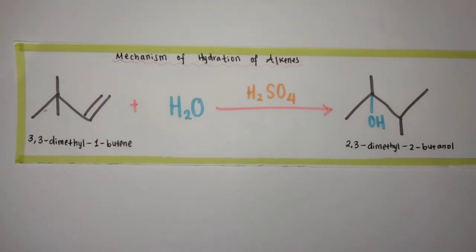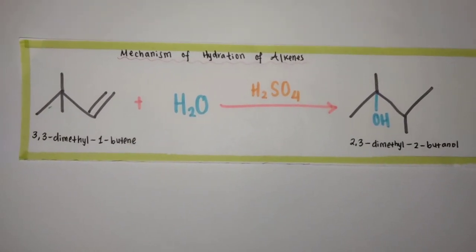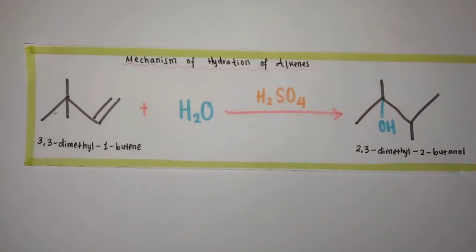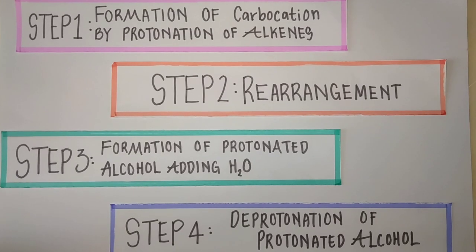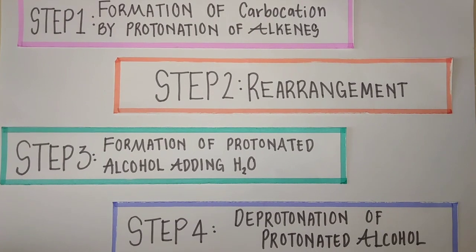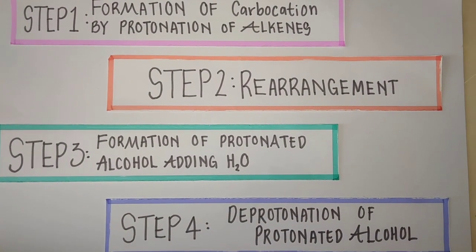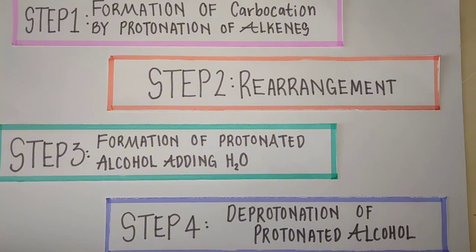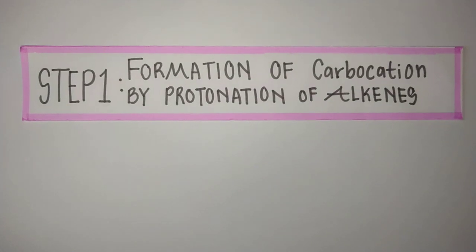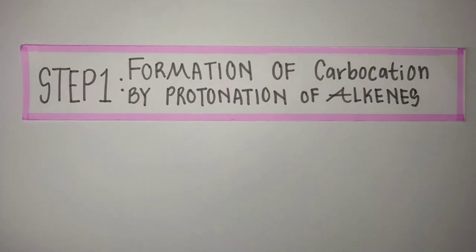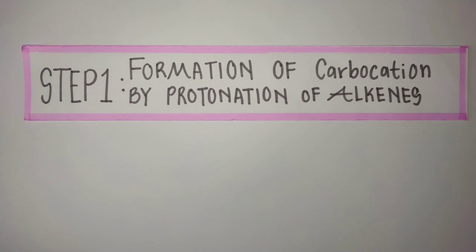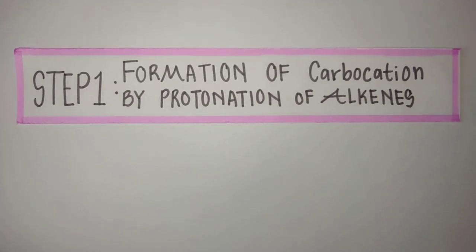Hi, today I will explain the mechanism of hydration of alkenes for 3,3-dimethyl-1-butene. These are the steps for the mechanism of hydration of alkenes. So now let's look at the first step, which is the formation of a carbocation by protonation of the alkene.